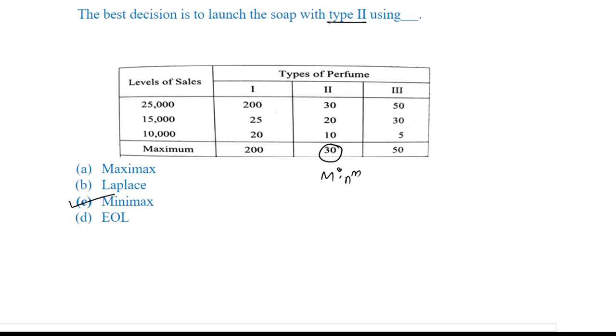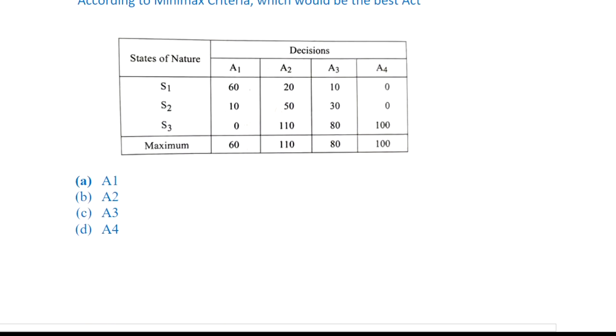Okay, let's move on to the next question. According to minimax criteria, which could be the best act? Minimax, that is from the maximum column, select the minimum. The set of maximum values is given to us, and from the maximum I have to select the minimum. And what is the minimum value? It is 60, corresponding to act A1, and hence A1 is said to be the best act.